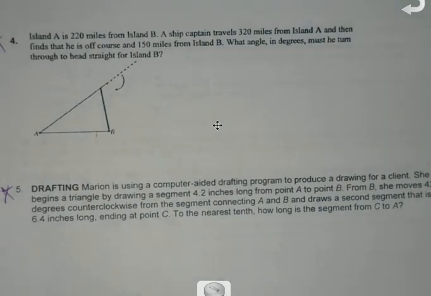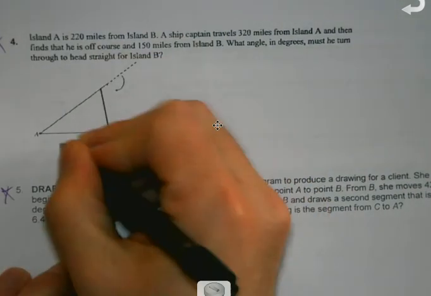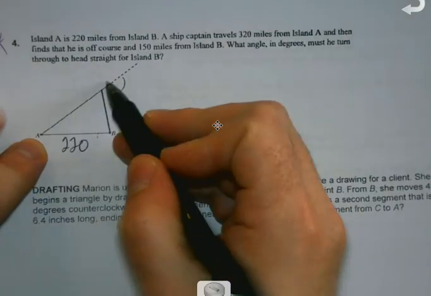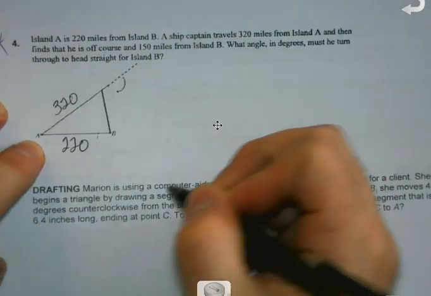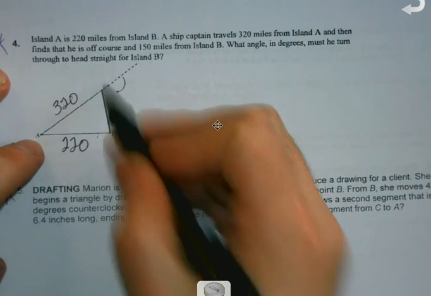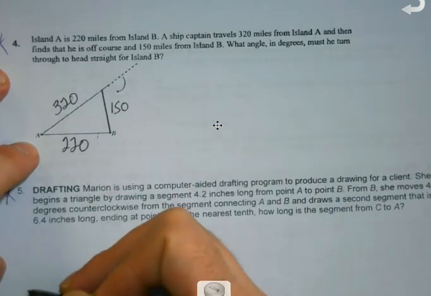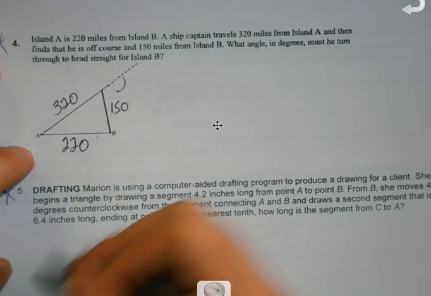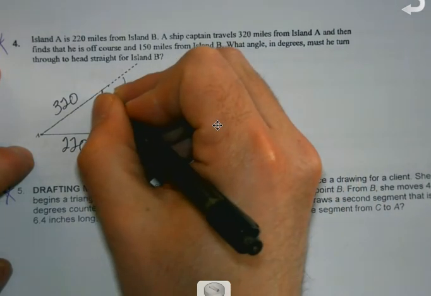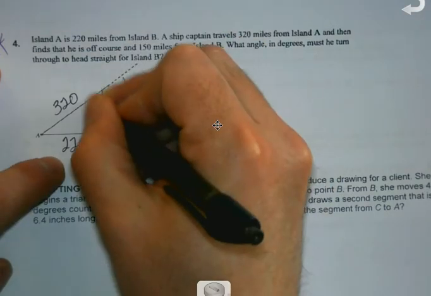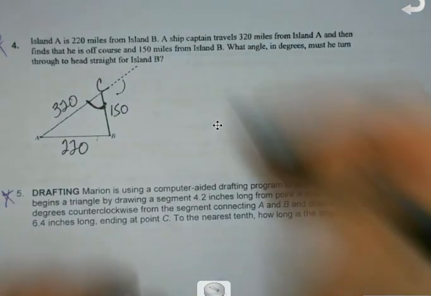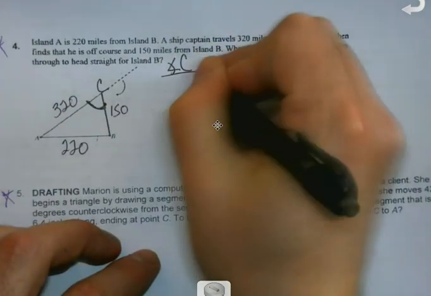So we've got island A is 220 miles from island B. A ship captain travels 320 miles from island A, then finds that he is off course, 150 miles from island B. What angle in degrees must he turn through to head straight for island B? Now, I really am looking for this angle, but that's not going to help me when I'm going along here. Since those are A and B, I guess I'll call this C. So I want angle C.